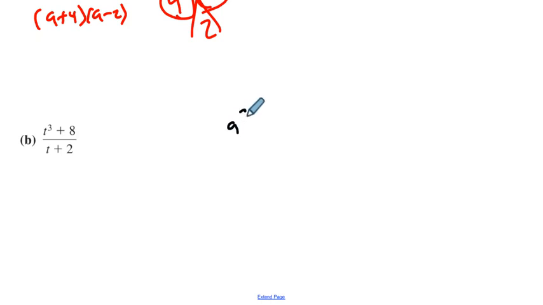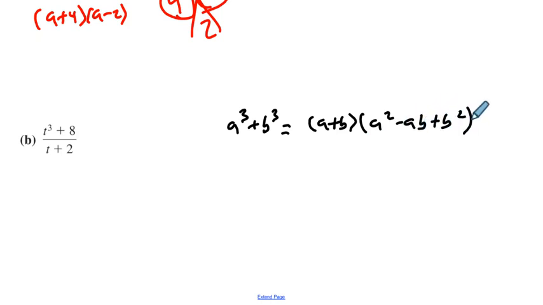If I have a cubed plus b cubed, then that is always going to be a plus b times a squared minus ab plus b squared. Let me think here. Yeah, it's minus ab plus b squared. You know how we have sum of squares? Well, this is just a sum of cubes. So if I rewrite my numerator, I have t cubed plus 2 cubed. See that there? This is our a term, and this right here would be our b term.